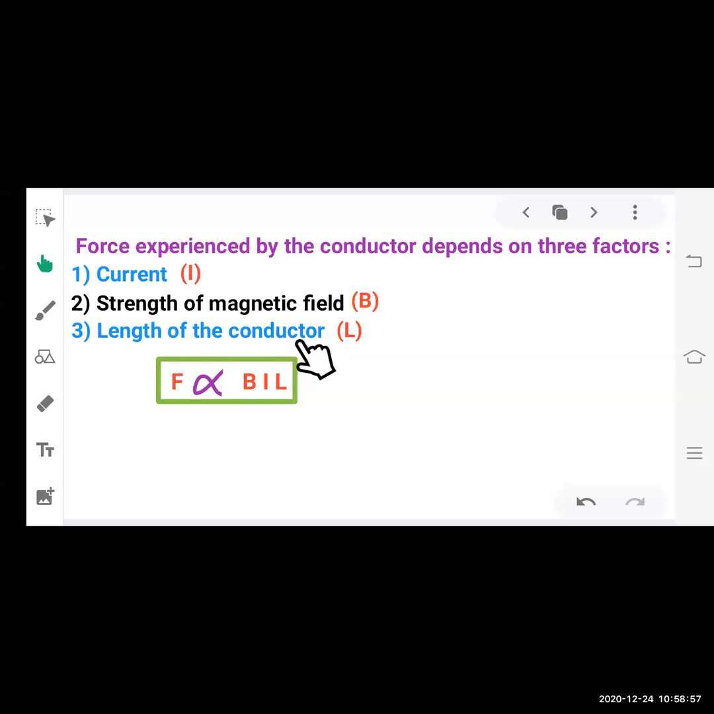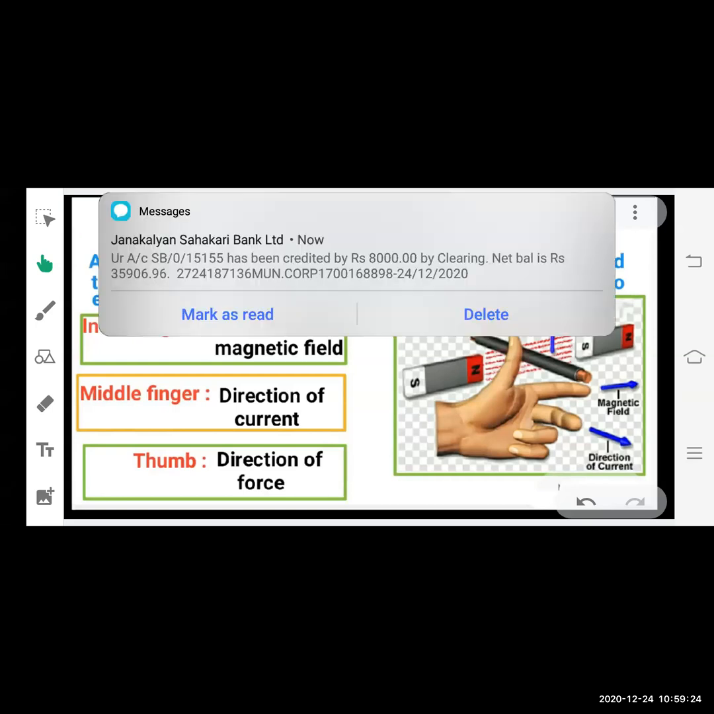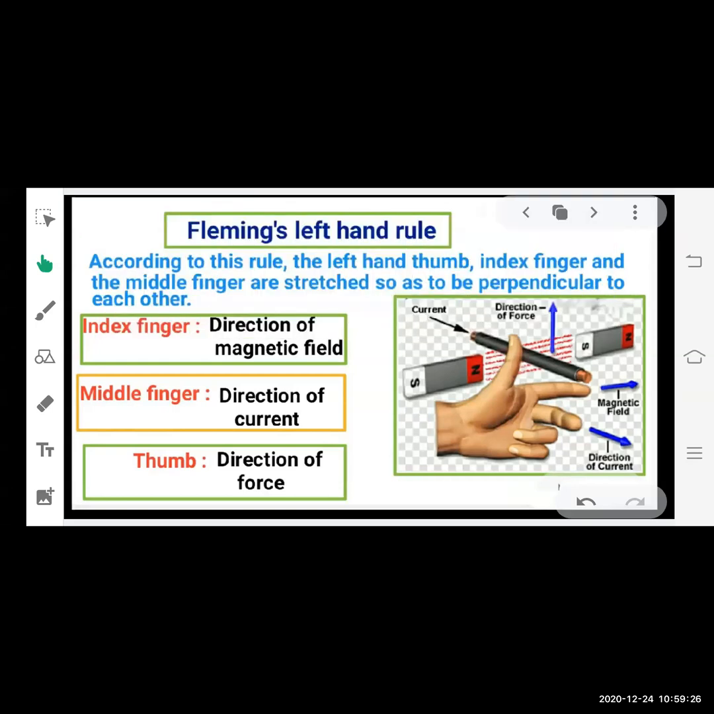Now, as we studied in the previous chapter, the direction of magnetic field can be found out with the help of the right hand thumb rule when we know the direction of the current. In the same way, there is Fleming's left hand rule which is used to find out the direction of force if we know the direction of current flowing in the conductor and the magnetic field. According to Fleming's left hand rule, the left hand thumb, index finger, and the middle finger are stretched so as to be perpendicular to each other.